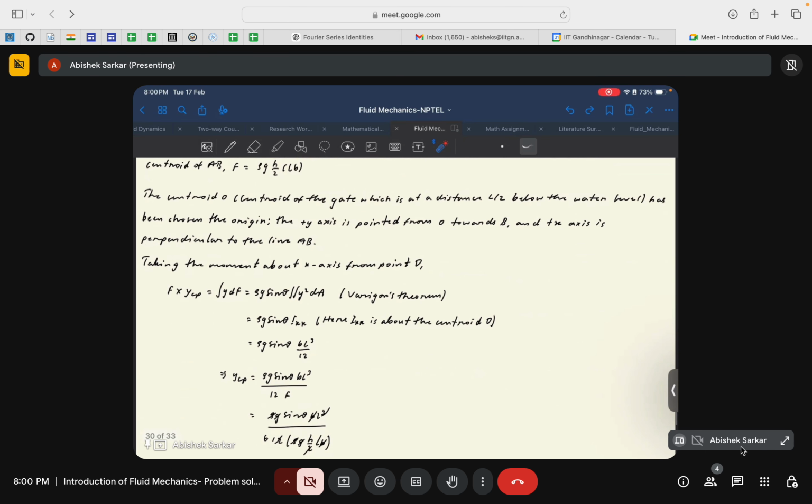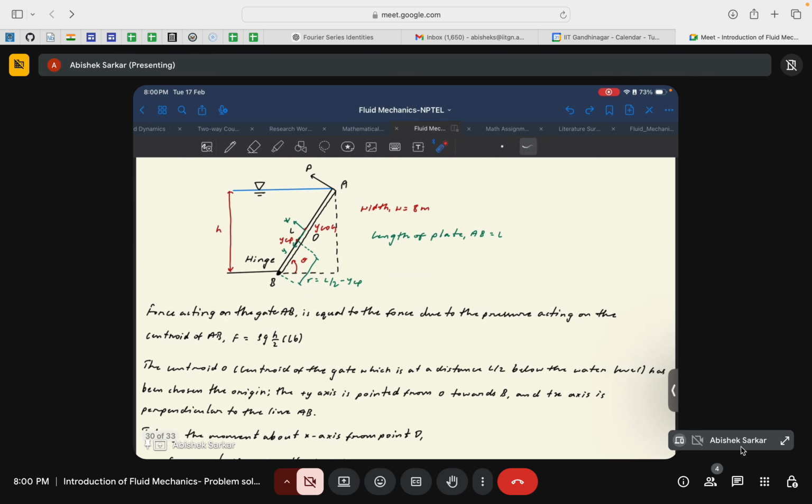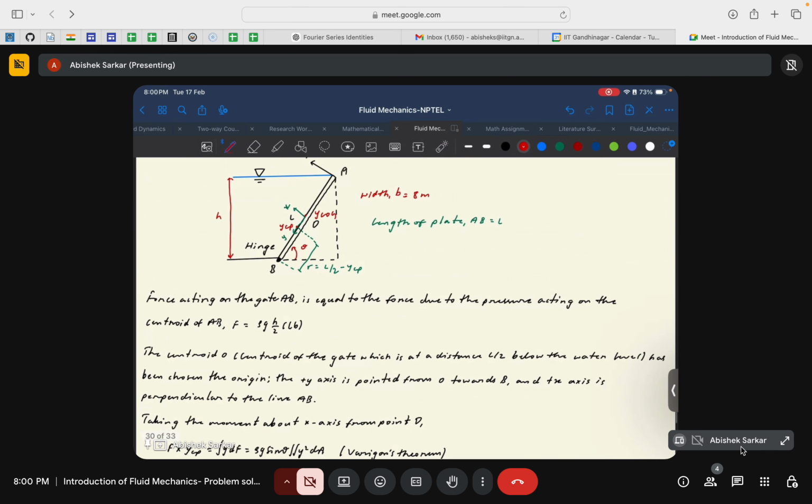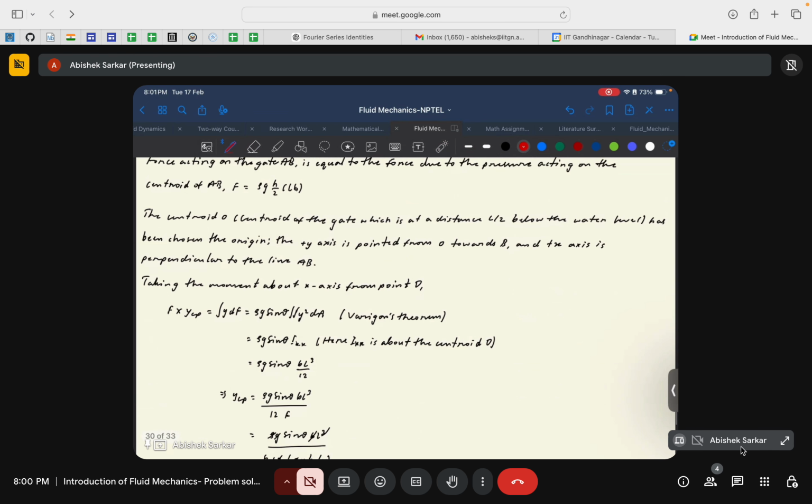Then Ixx is bL cubed by 12. Say this is the plate and we consider the width to be b. I took it as w here, but let us take b because in the derivations I took it as b. Then the area moment of inertia of the plate along the x axis would be bL cubed by 12, where L is the length of the plate. It's a rectangular plate.